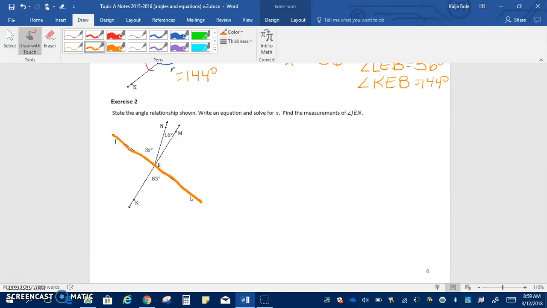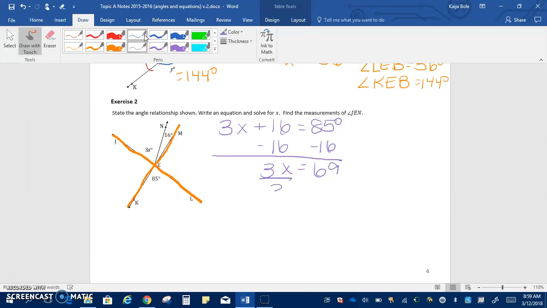Where does that go to? But then if we're using this line, we see that our vertical angle is going to encompass both of those smaller angles. So that means when we write our equation, we're going to have 3x plus that 16, and that whole thing equals the 85 degrees. So we subtract 16 from both sides, and we get 3x equals 69. Then we divide by 3 on both sides, and we get x equals 23.